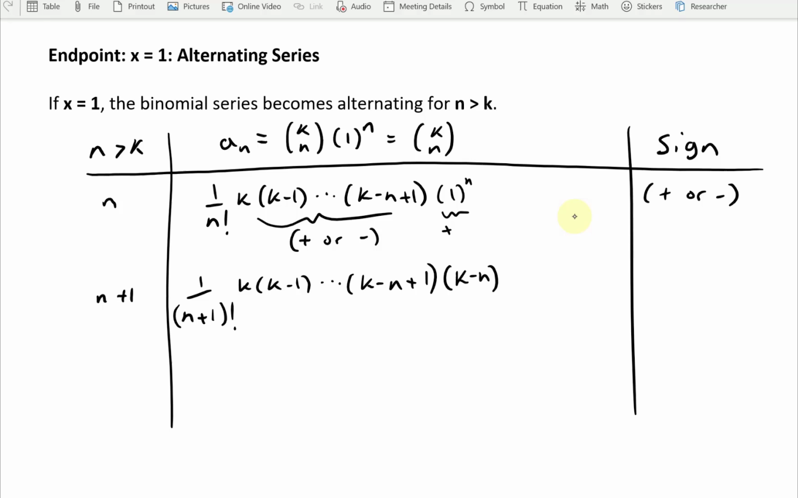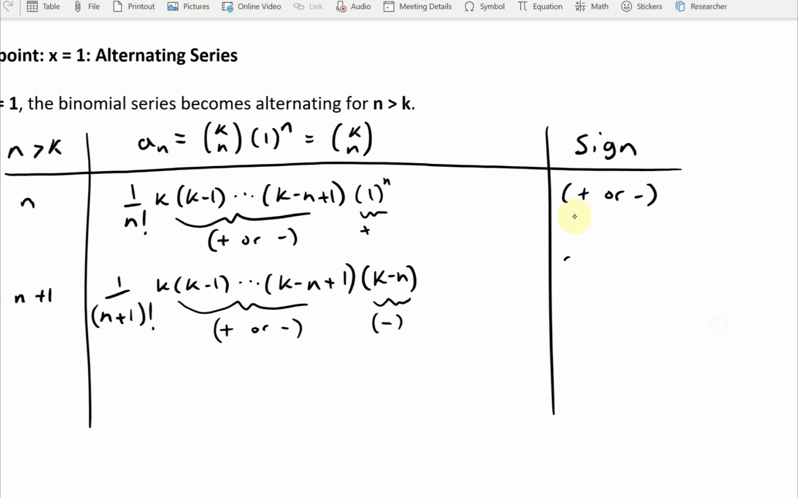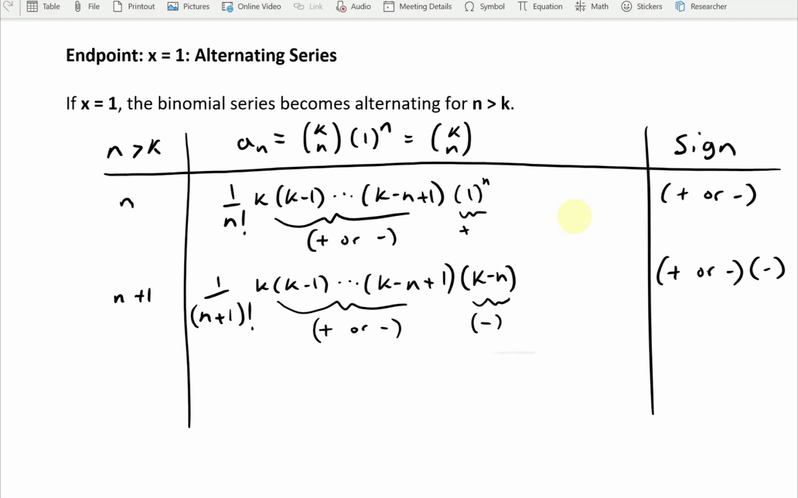Like this. And now the difference here is, well, this one is plus or minus. This just depends on whatever sign we had initially. Now this one here is always going to be negative, because n is greater than k, so k minus a larger number is going to be negative. So now what we get here is going to be plus or minus, and then times it by negative.